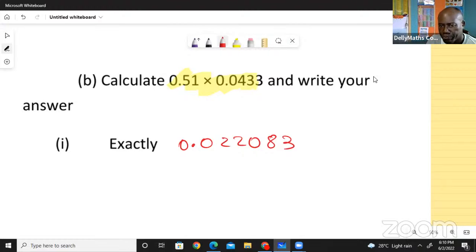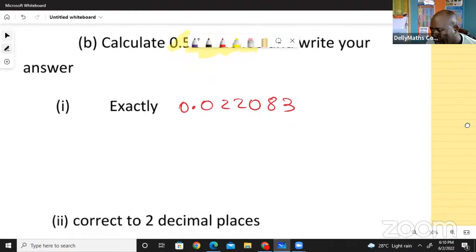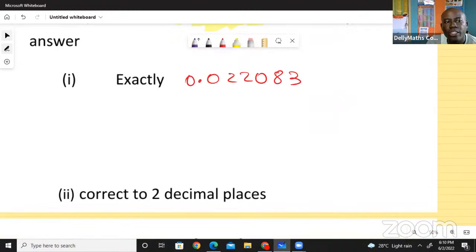All right. Now, from that, we want you to write that answer correct to 2 decimal places.